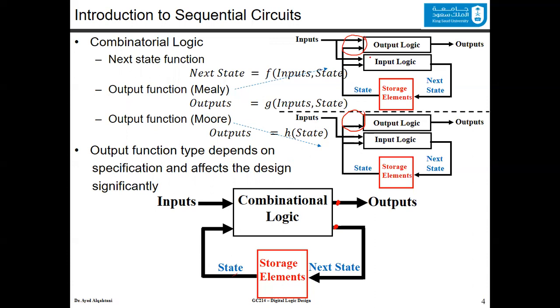Now, if we differentiate between the input and the output logic, we will see that there is a difference in the output logic when finding the outputs. In a Mealy machine, the outputs are a function of the inputs and state. You can see the inputs are going in and the state is also going in the output logic. For the Moore machine, the output is only a function of the states. As you can see here, in the output logic only the current state is going in as an input. This is the major difference between the Mealy and the Moore machines. The output function type depends on the specification and affects the design significantly.